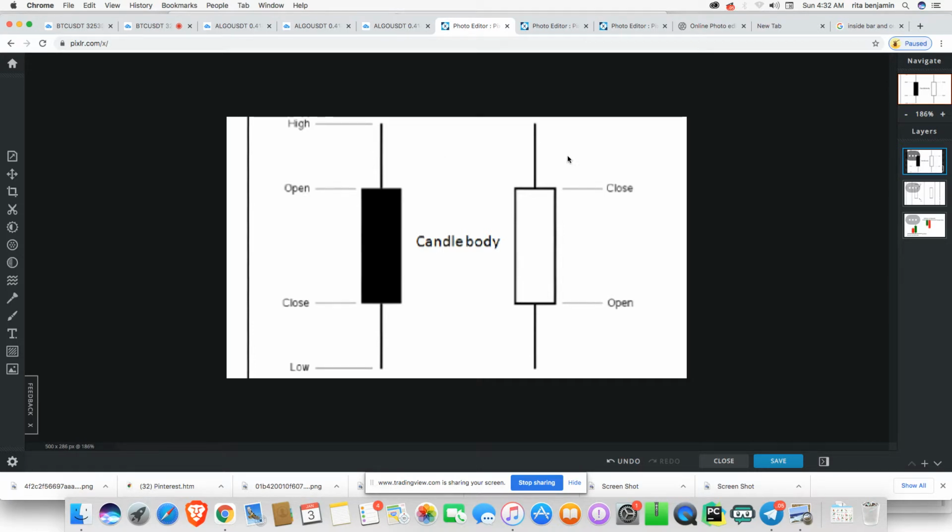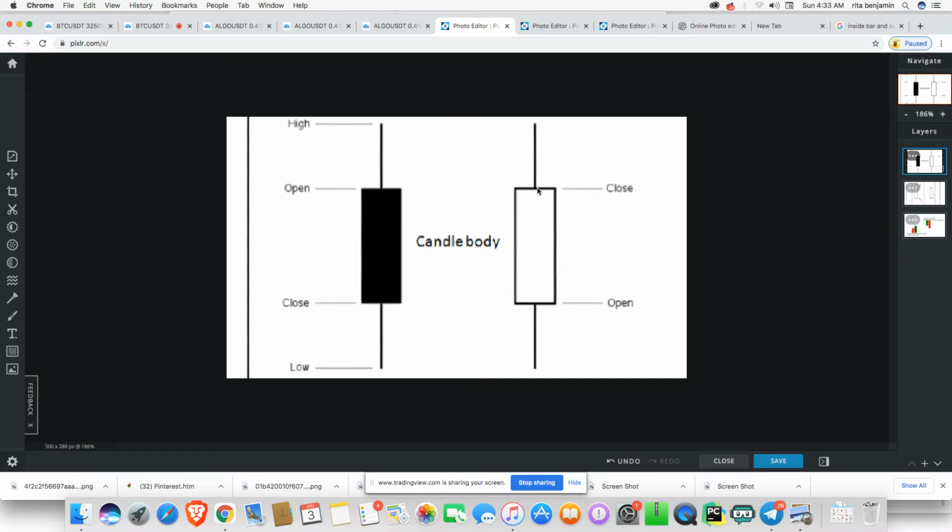Now, we have two different types of candlestick. We have the buyer's candlestick, which is mostly in the color white or green. And we have the seller's candlestick, which you're going to see mostly in the color red or black. The difference between these two candlesticks is just their opening and their closing. The seller's candlestick always opens at the top and closes at the bottom, while the buyer's candlestick always opens at the bottom and closes at the top.